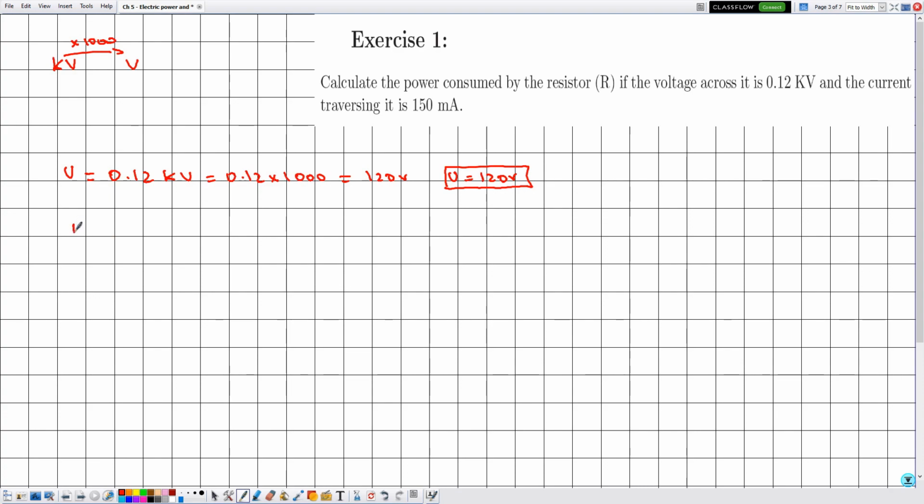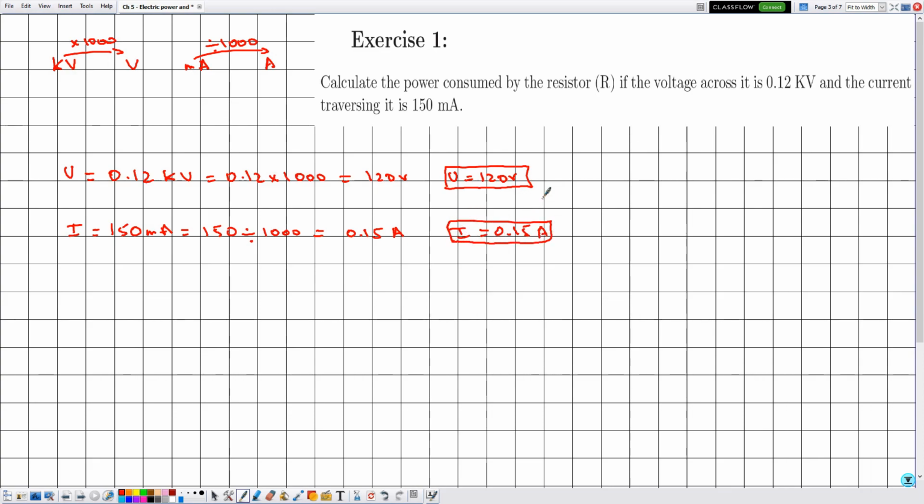And the current traversing this resistor is 150 milliamps. And we know that milliamps is not the SI unit of electric current. In order to convert from milliamps to amps, we divide by 1000. So 150 divided by 1000, this will give us 0.15 amperes. Then I is equal to 0.15 amperes.